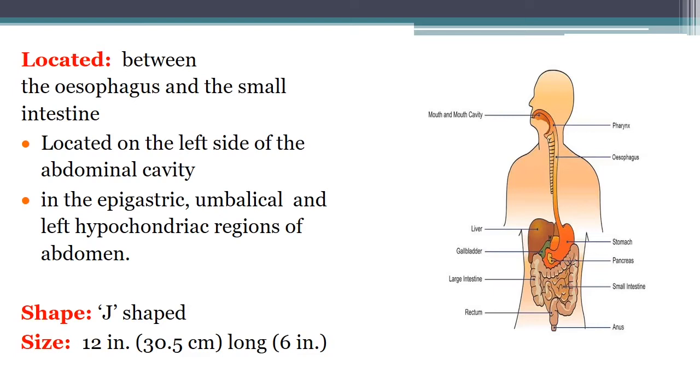Now the shape of the stomach, that is the J shape. Okay. What about the size? That is 12 inches long, or we can say 30.5 centimeters long and 6 inches width. So this is all about the size.